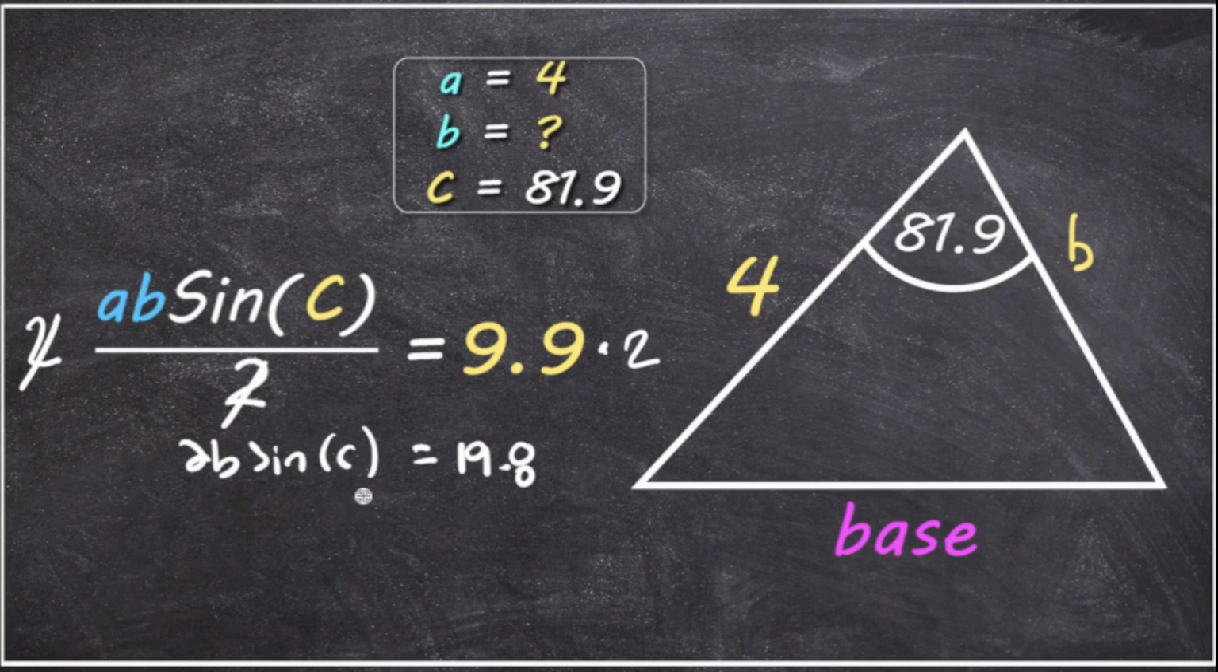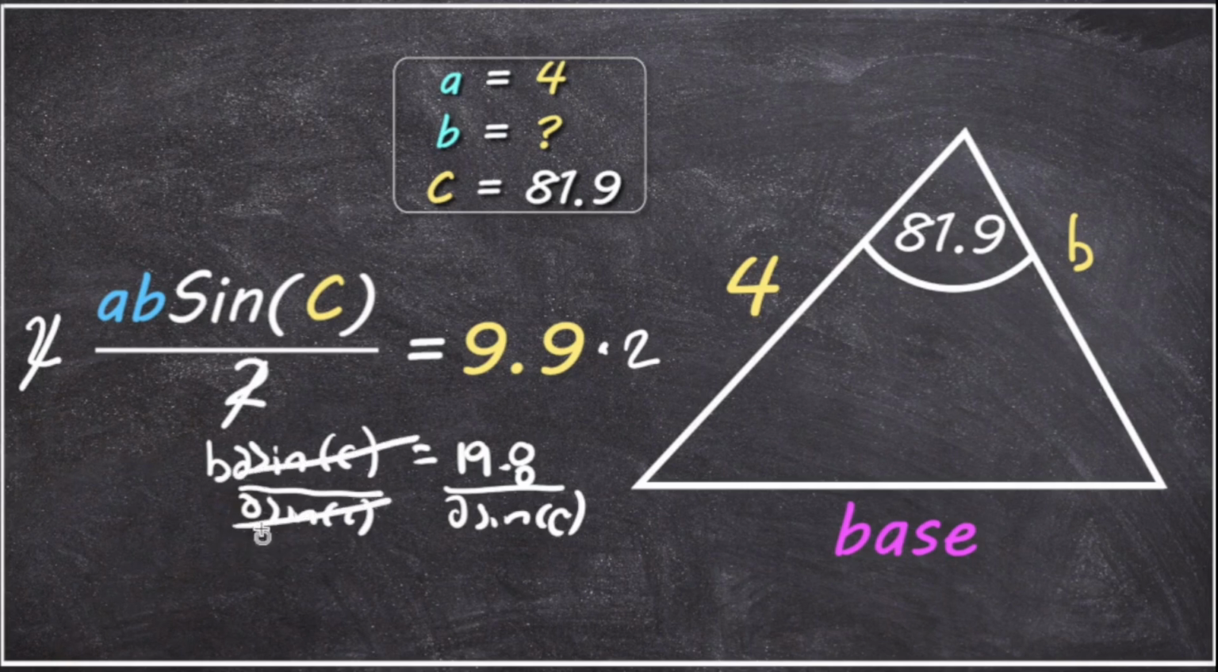We'll plug the values in once we've solved for b. Because all of the left hand side is a multiplication, we can swap a and b around. It won't make a difference to the value. So b times a sine c equals 19.8. Now let's divide both sides by a times sine of c. A times sine of c cancels on the left hand side, and that leaves us that b is equal to 19.8 divided by a times sine of c.